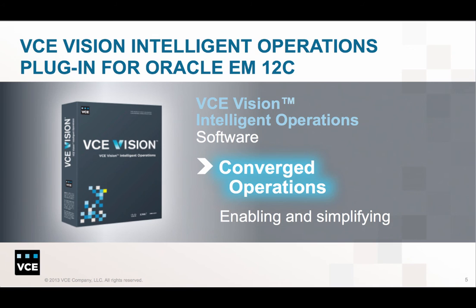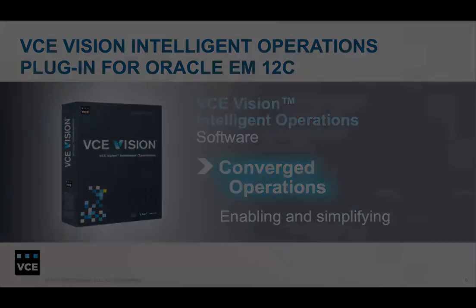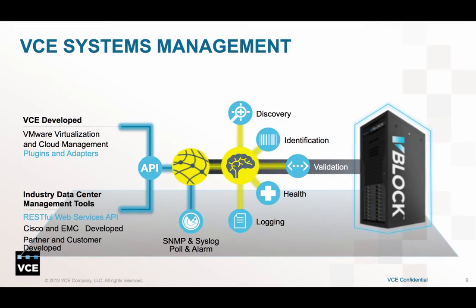Today we are going to look at the VCE Vision Intelligent Operations plugin for Enterprise Manager 12c. VCE Vision Intelligent Operations enables and simplifies converged operations. The software acts as a mediation layer between Vblock Systems and data center management tools. It also supports API-enabled integration into other standard industry tools.